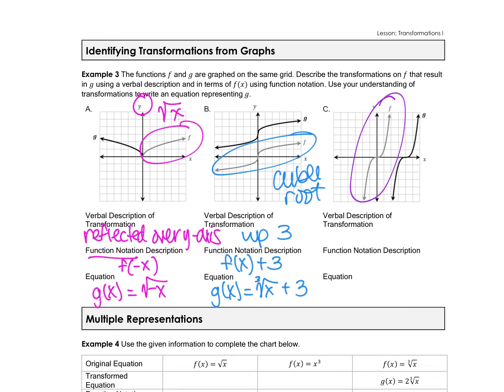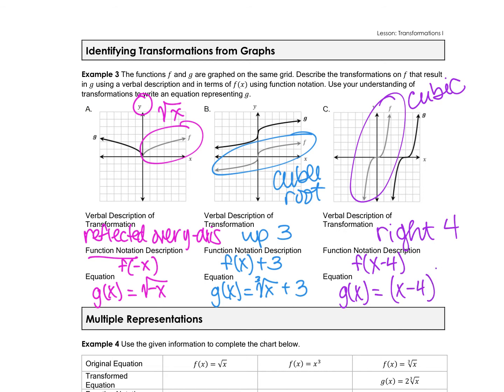Next one, looking at f. That is the cubic. And notice it went to the right, 1, 2, 3, 4. So we're using our function notation, f of x is our original. We're going right 4, so remember that's the inside, and it's always the opposite, so it should be an x minus 4 inside. The equation for that, that's cubic. So it would be f of x equals x minus 4 in parentheses, and then the cubed on the outside. That's what that would look like.